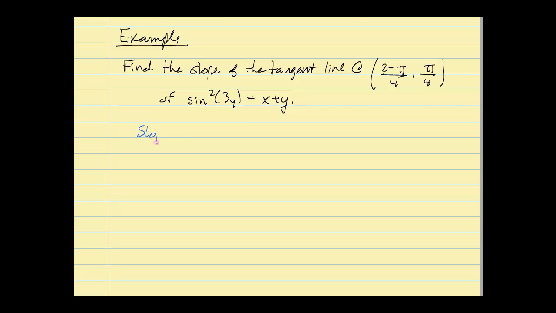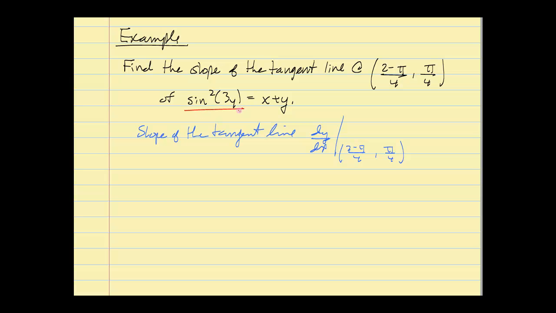So the slope of the tangent line, we abbreviate with an m, and that's going to be dy/dx evaluated at (2 - π)/4, π/4 for my y value. So let's go ahead and get started finding this value of dy/dx.